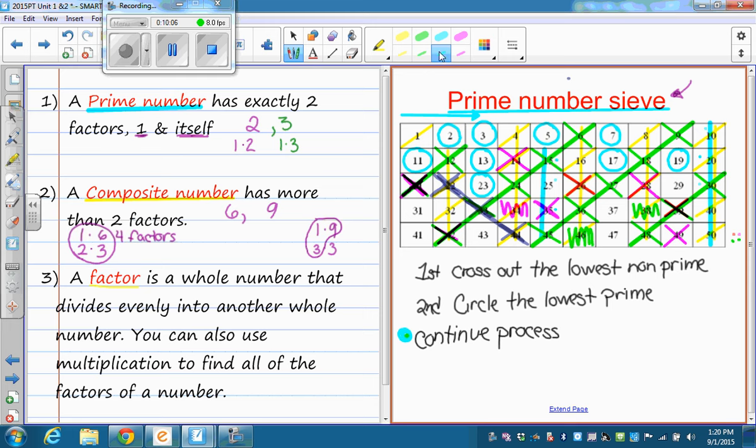So the next uncircled number is 29. And 29 plus 29 is off the chart, so that means everything left is a prime. So those are all of your prime numbers. Everything in the circle is a prime number. Those are all the primes from 2 to 50.